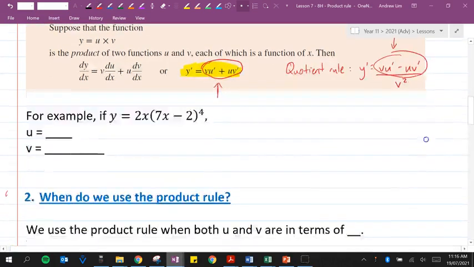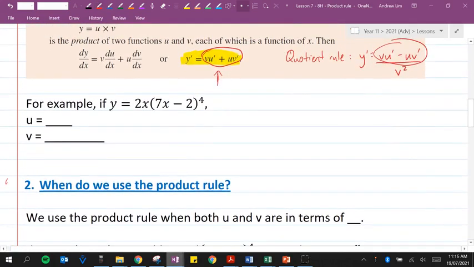Okay, so here I've got an example. If y is equal to 2x times 7x minus 2 to the power of 4, well then u is this bit, 2x, and v is this bit, 7x minus 2 to the power of 4. Okay, we can see that they are both in terms of x because u has an x in it and v also has an x.